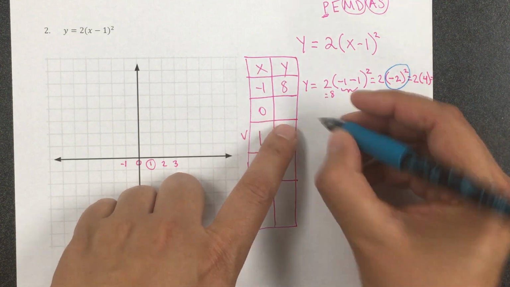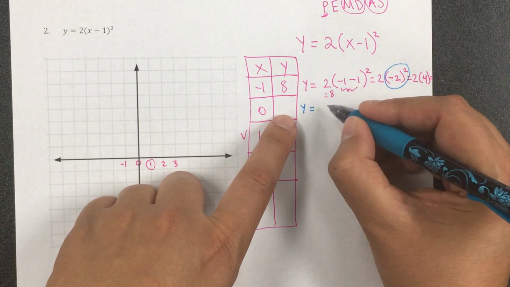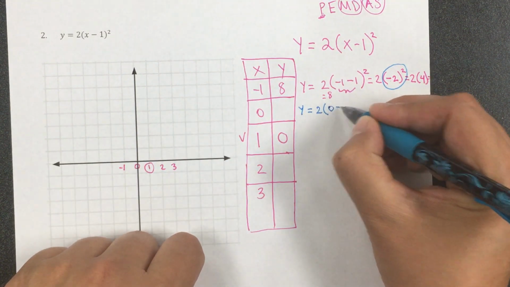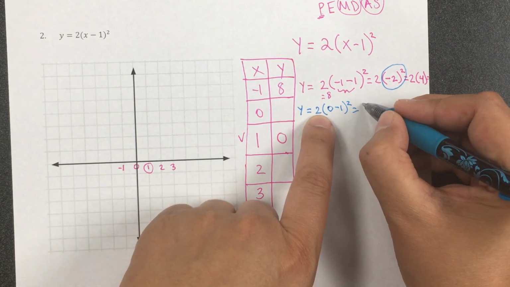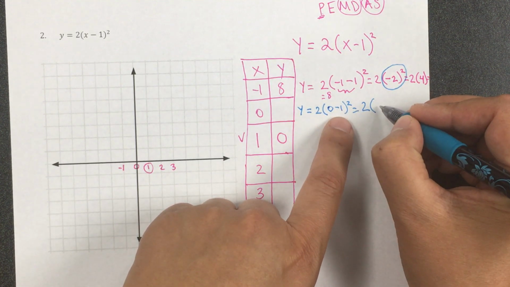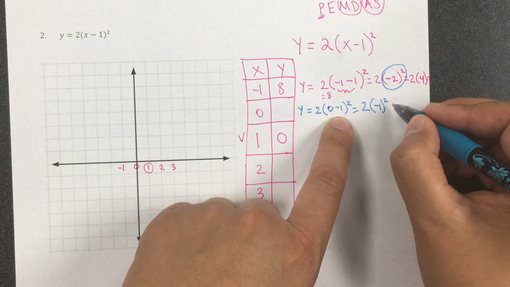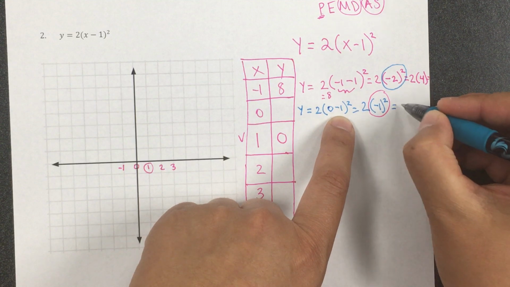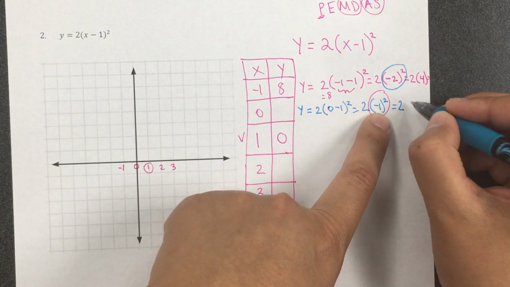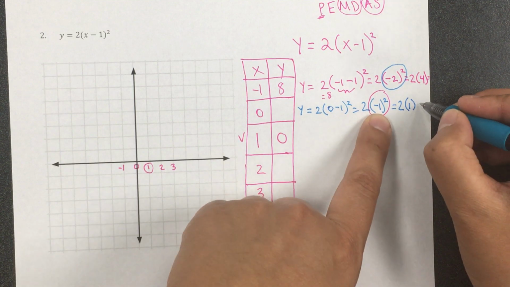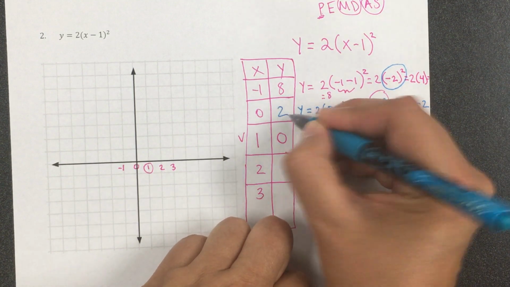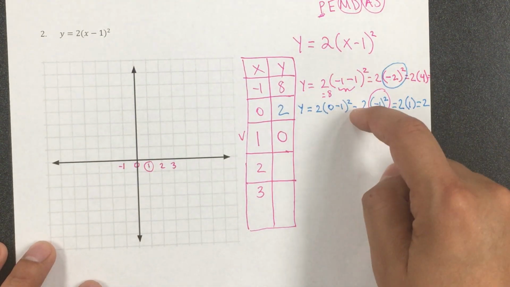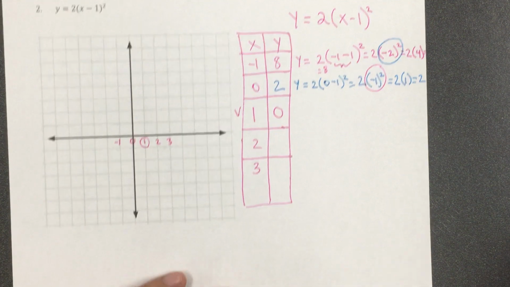2 times 4, 8. For the next one, y is equal to 2 times 0 minus 1 squared, which is 2 times 0 minus 1 is -1, squared. According to PEMDAS, I have to do the exponent first. And so I bring the 2. -1 times -1 is +1. And 2 times 1 is 2. And sorry, I'm changing numbers and colors here so that I don't get confused, but then I keep writing, which is okay, it doesn't matter.